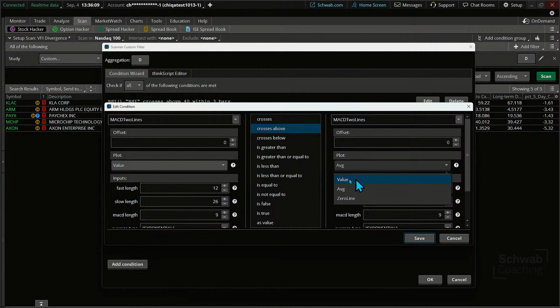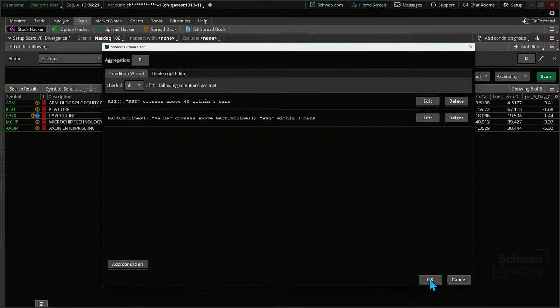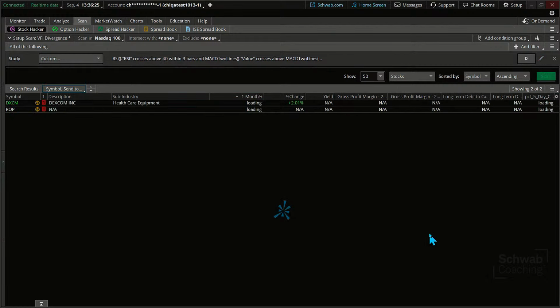Yeah, I'm sorry, not the value line. The value line is the main line. There's also the 0 line too. So there is a selection here that we could choose from, but specifically it's the average line that we're after right there. Save, OK, and run. Let's look at the 3/3. We've got 2 that actually did it: Dexcom and ROP, Roper Technologies.